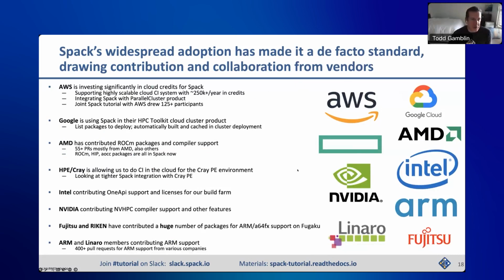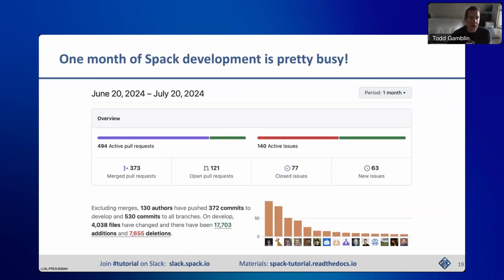Other vendors contribute changes to packages. AMD has contributed a whole bunch of stuff to the ROCm ecosystem within Spack, modeling all 50 or so ROCm packages. And HPE, Intel, NVIDIA, Fujitsu, Riken, and ARM are all contributing to Spack packages for their machines. So we're really happy to have gotten this level of engagement from companies who help us maintain the package ecosystem as well. It's pretty busy out there in the Spack project.